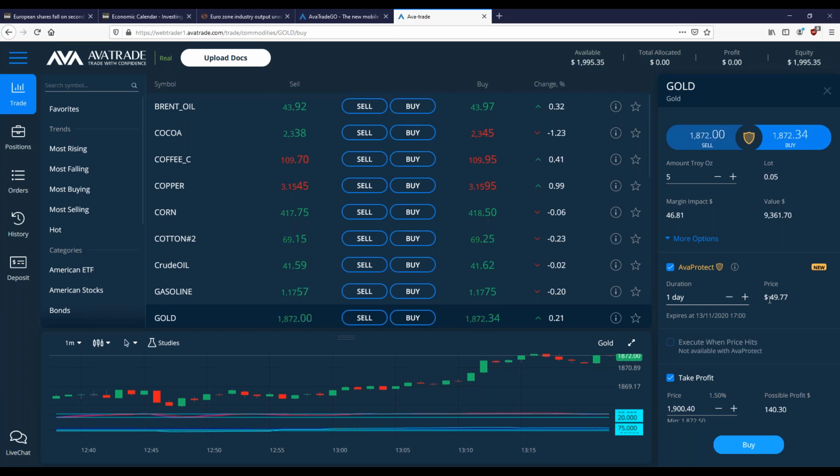It's available on gold, silver, and FX pairings currently. We're hoping to add more that the protection will be available on, but for now it's gold, silver, and FX pairings. Okay, so let me close this.